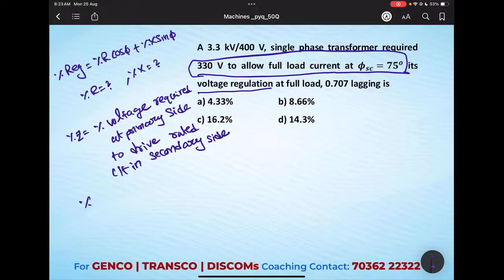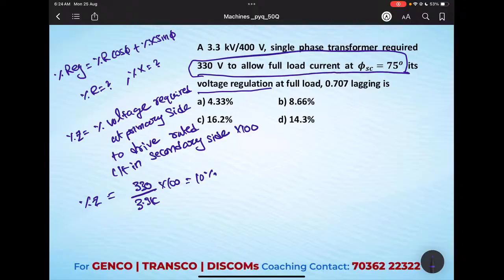Into 100, since it is a percentage. What have they given? 330 divided by the rated voltage, which is 3.3k, into 100. It will come around 10%. If you know the percentage Z, we can calculate percentage R and percentage X.